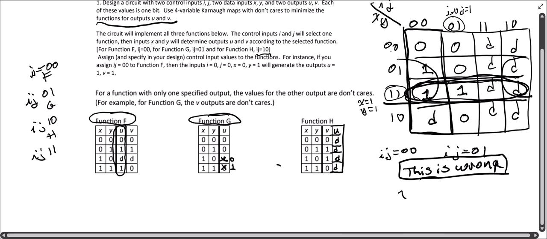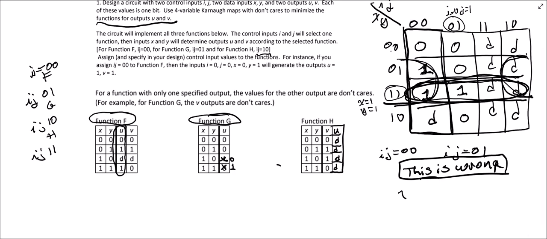And then I just have 1 left over, and I want to capture that with as big a circle as I can. And the biggest circle I can capture it with is this one that wraps around, because I can use these don't cares as 1s. And that's all I have to get. I don't have to get the others.